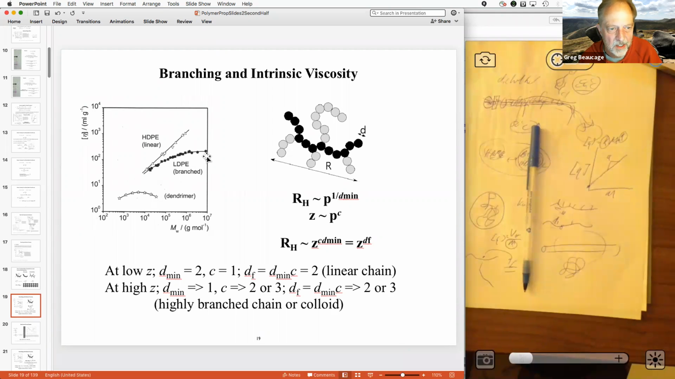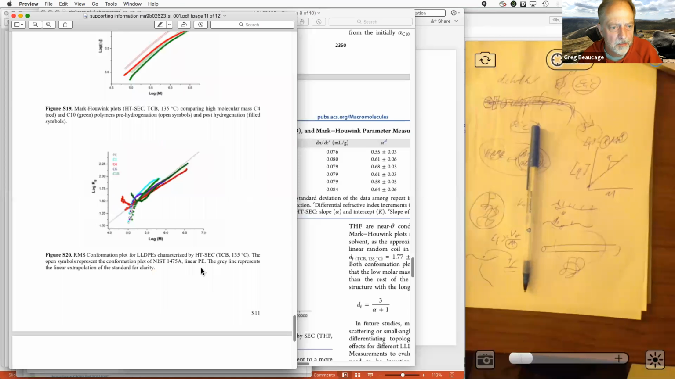So this is 1 over density. This drops compared to the expected value. And this is a dendrimer. You see this thing is like a U-shaped thing. So basically that's it for the quiz. If you have any questions, email me about it.